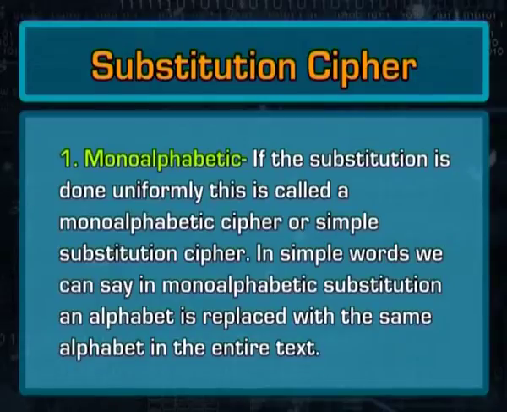If the substitution is done uniformly, this is called a monoalphabetic cipher or simple substitution cipher. In simple words, in monoalphabetic substitution, an alphabet is replaced with the same alphabet in the entire text. So, it means if you have replaced the A with the E, then each time in the entire text A will be replaced with the E.